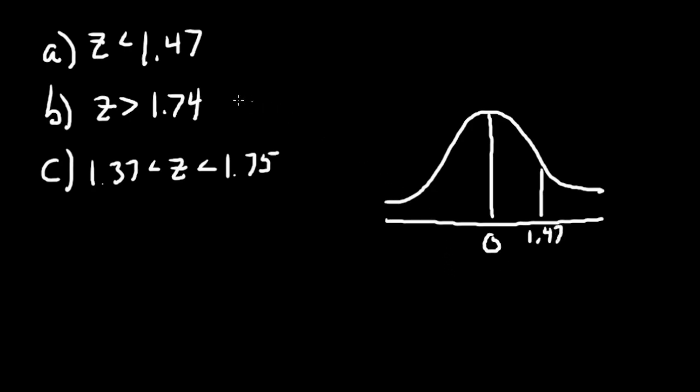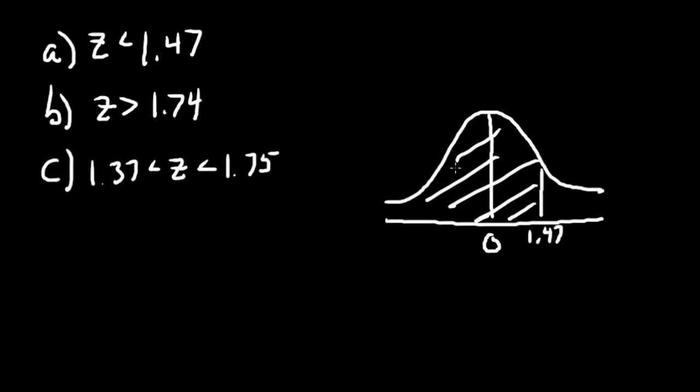And we want to find the area less than 1.47. So what I always like to do is shade the area that we're looking for, right? We're looking for this whole area to the left. Okay. So now we've got a picture of what we're looking for.